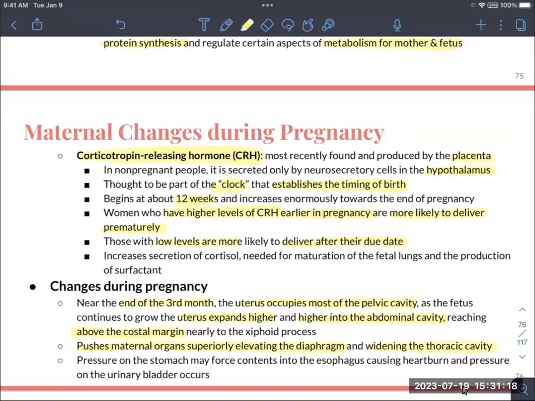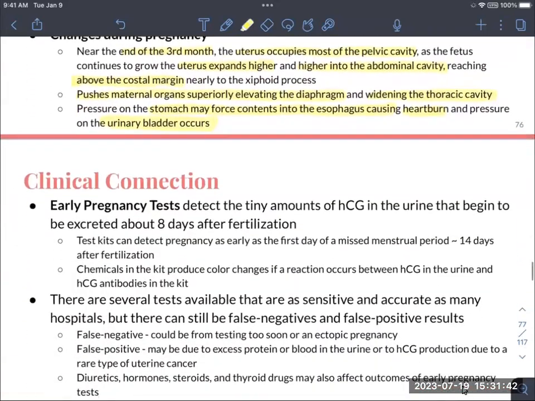This is what causes heartburn and that need to urinate constantly, as that uterus sits right on top of the bladder. That stomach is being pushed up so high that it can cause any contents to end up going back up that esophagus, giving that heartburn.